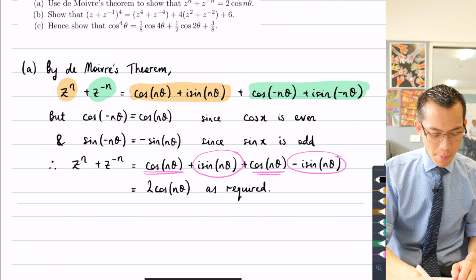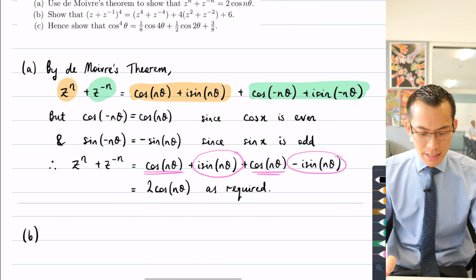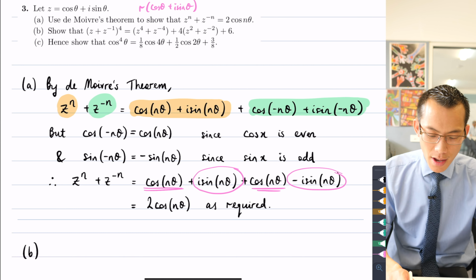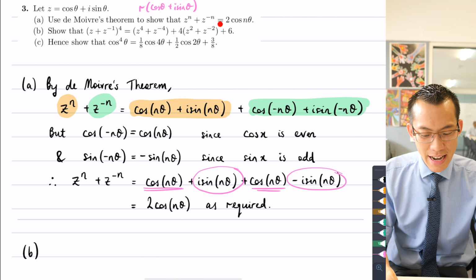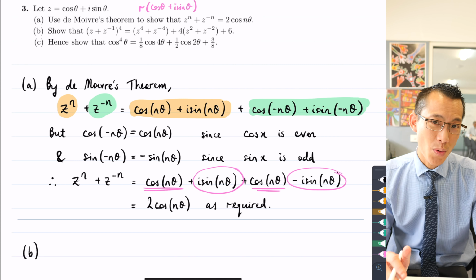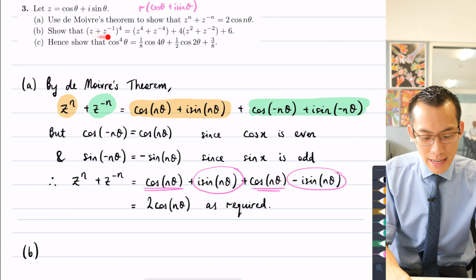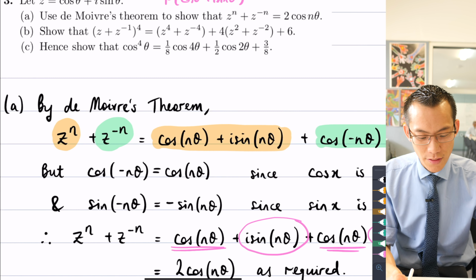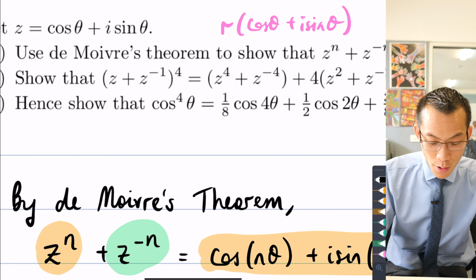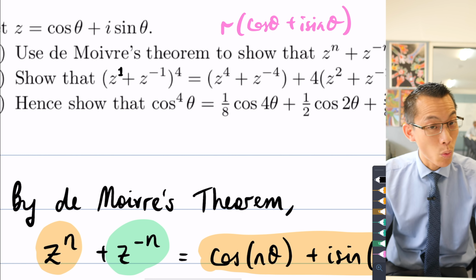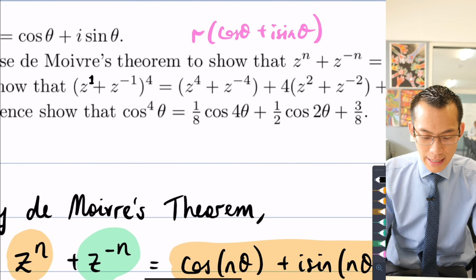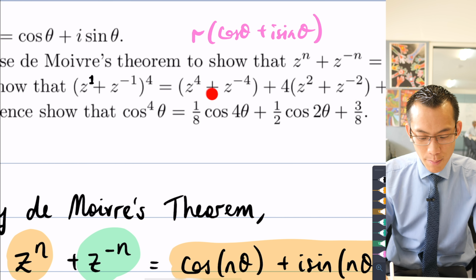How do I use that in part B? Well, you can see, even though they haven't said hence, this z to the n plus z to the negative n appears not once, not twice, but 3 times in part B. You can see here is z to the n plus z to the negative n. It's just that the particular value of n is 1. You can see it happens again when you look over here. This is z to the n plus z to the negative n.